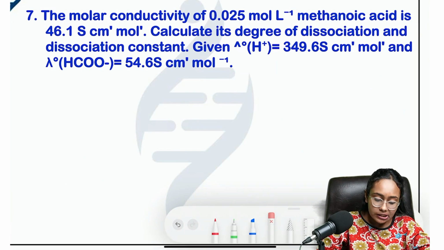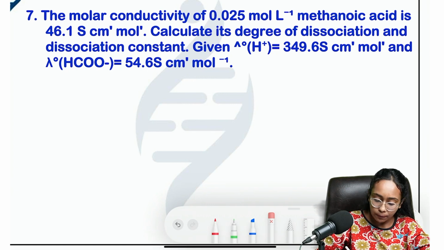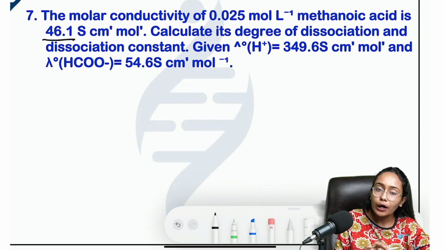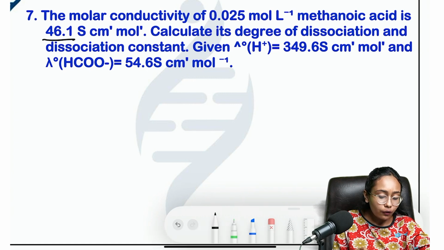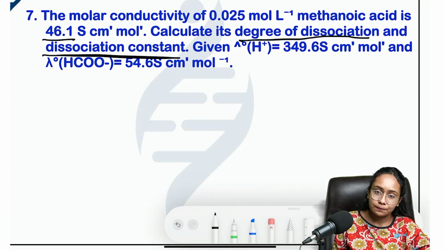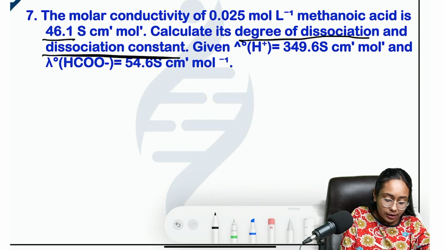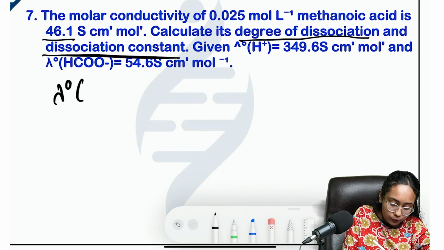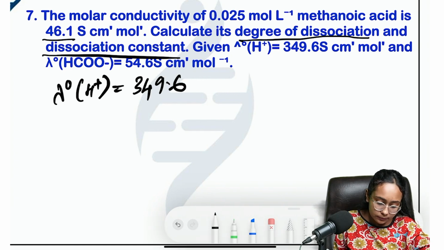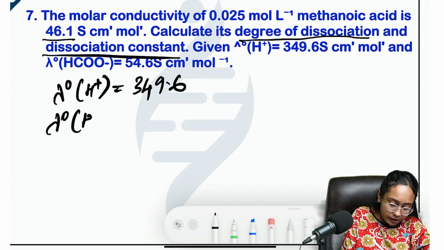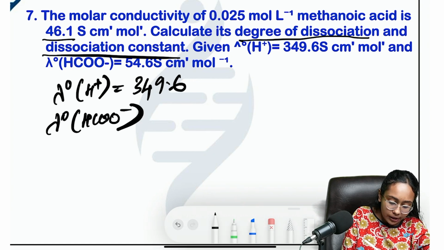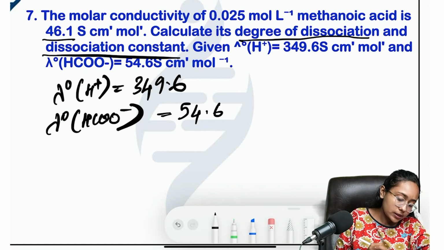The molar conductivity of 0.025 mole per liter methanoic acid is given here. It is 46.1. Calculate its degree of dissociation. You need to calculate the degree of dissociation and the dissociation constant. You're provided with the limiting molar conductivity of H plus, that is 349.6. Also, you're provided with the limiting molar conductivity of HCOO minus, that is 54.6.